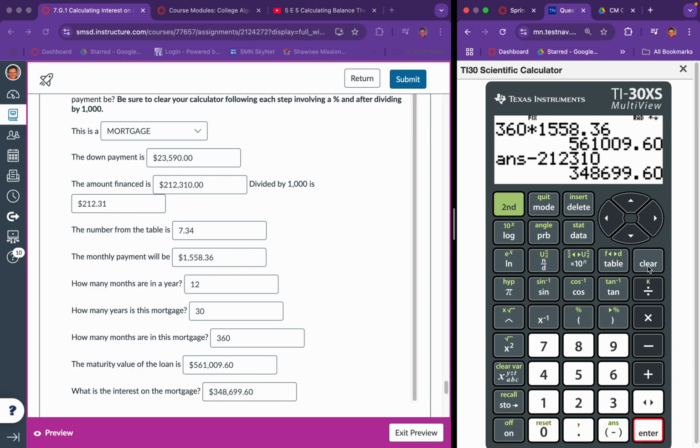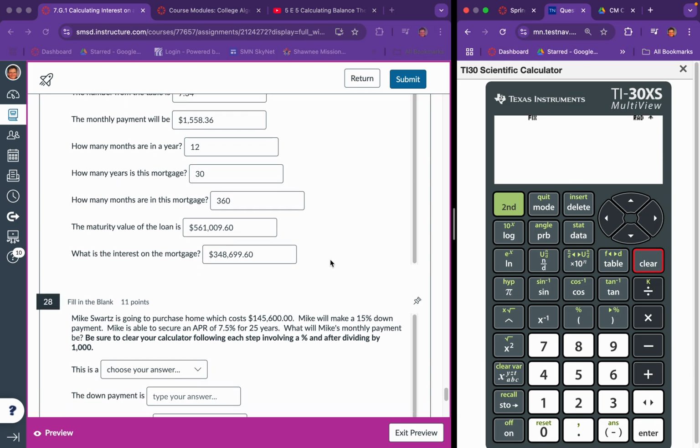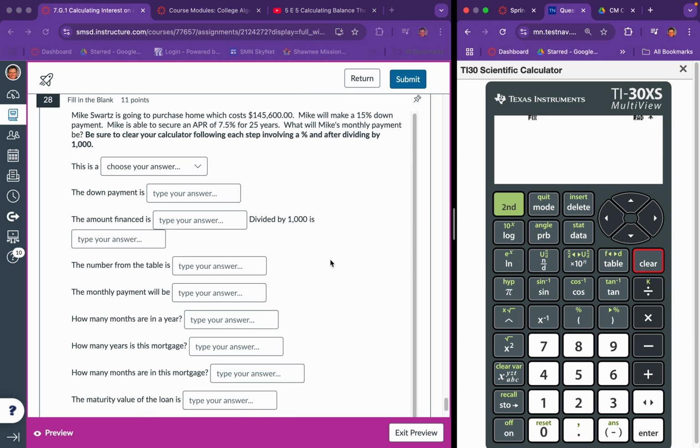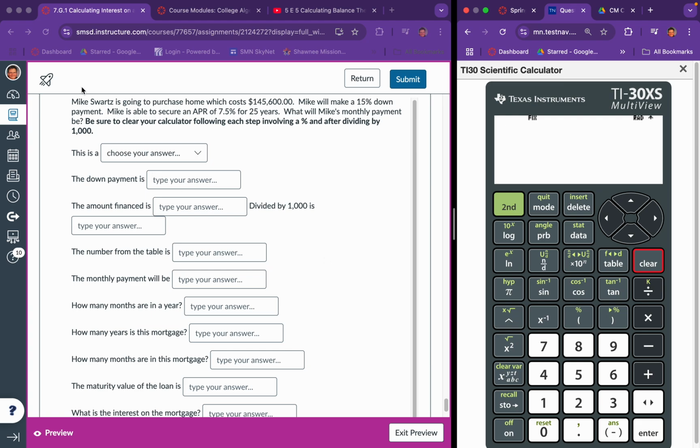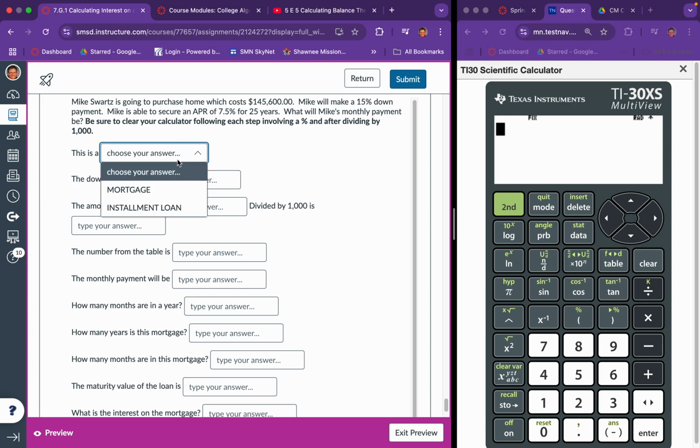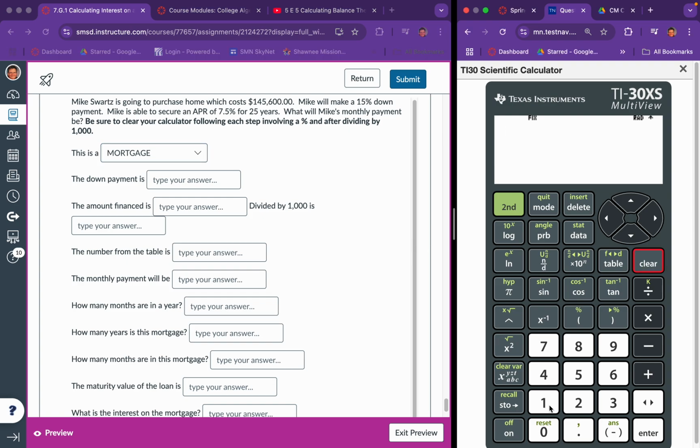Let's do one more. But you are very, very confident in your ability to do this. You have it. Mike Schwartz is going to purchase a home for $145,600 and make a 15% down payment. So we're buying a home, so that makes this a mortgage. We're going to take the price of the home, which is $145,600, and we're going to multiply it by 15%.